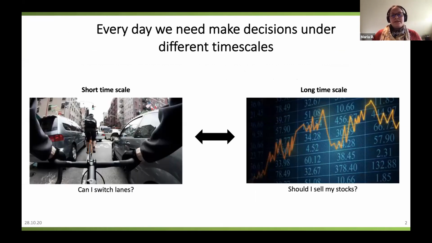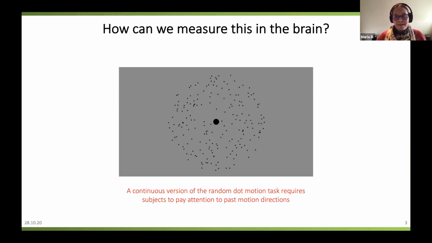So to give you an example, if you think about everyday life and you might be using your bike, going to work, you will have to make decisions that are probably based on maybe a few minutes or even seconds of evidence, for example, to switch lanes. So this is a very short time scale. In contrast, if you maybe want to sell stocks, you probably want to think about that and consider evidence of several days or maybe even weeks. So how are we measuring this in the brain?